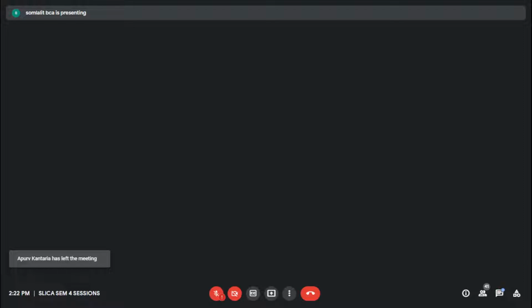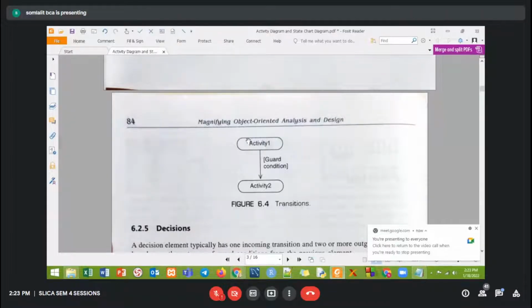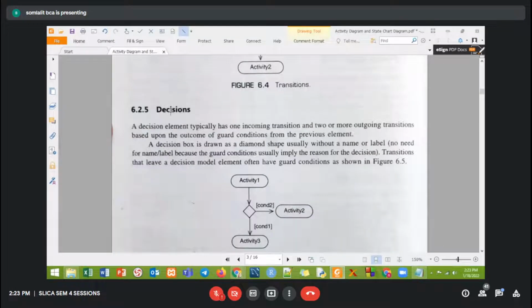So this is activity 1. From activity 1, we'll go to activity 2, but based on some guard conditions. Why go from activity 1 to activity 2? Based on some guard conditions. So that is basically a guard condition. Then we have decisions. When one particular activity can have more than one outcome, at that time we need to decide.